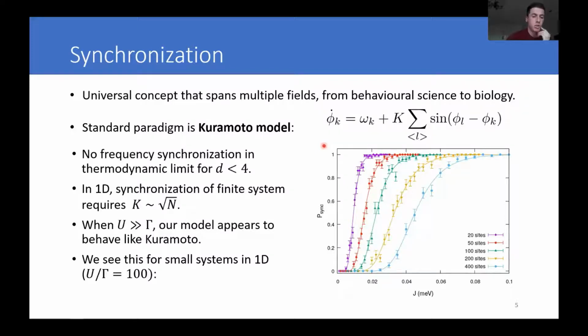And there's a result for 1D chains, which is actually known: for a finite chain of length n, the coupling strength k must be of order the square root of the chain length.